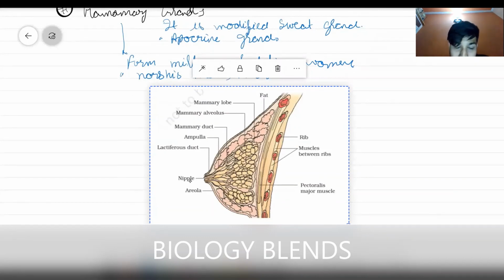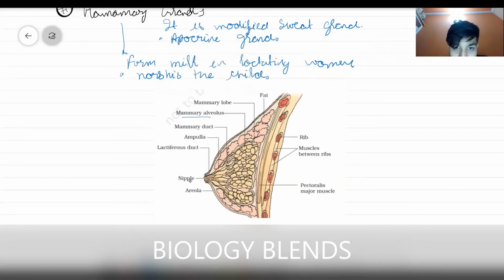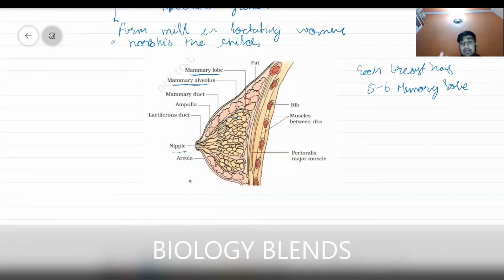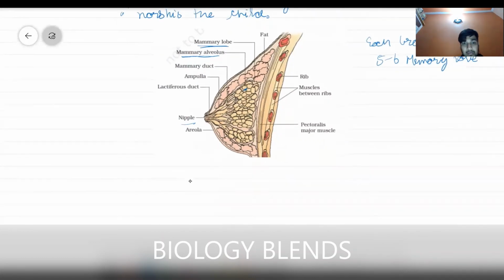Here is the mammary alveolus, mammary lobule. Each breast has 5 to 6 mammary lobes. Then after the alveolus, mammary duct, ampulla, lactiferous duct, then the nipple, and there is pigmentation around the nipple, which is known as the areola.